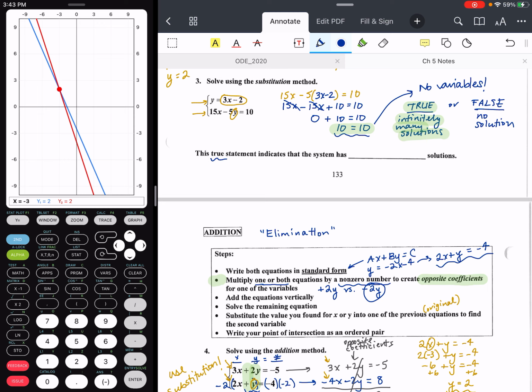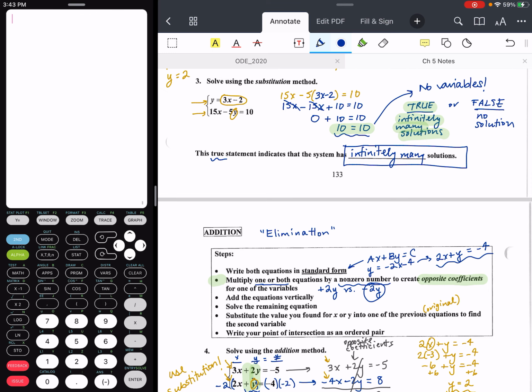So this true statement indicates that the system has infinitely many solutions. Okay, so that's my answer. Instead of having one ordered pair as my answer, now I have an infinite number of solutions as my answer. So let's get a little more specific here and see why this is happening.